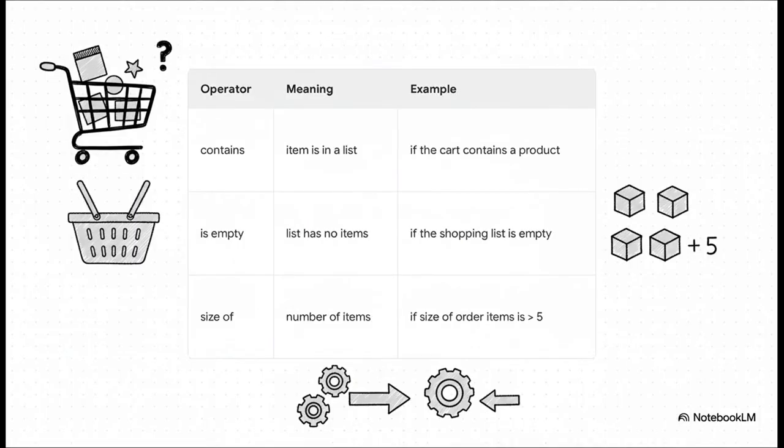Now, things start to get really powerful when we're dealing with groups of things, or what we call collections. Think about all the items in a shopping cart, or a customer's entire order history. Collection operators let us work with these lists. We can check if a cart contains a specific item, if a shopping list is empty, or check the size of the list to see just how many items are in there.